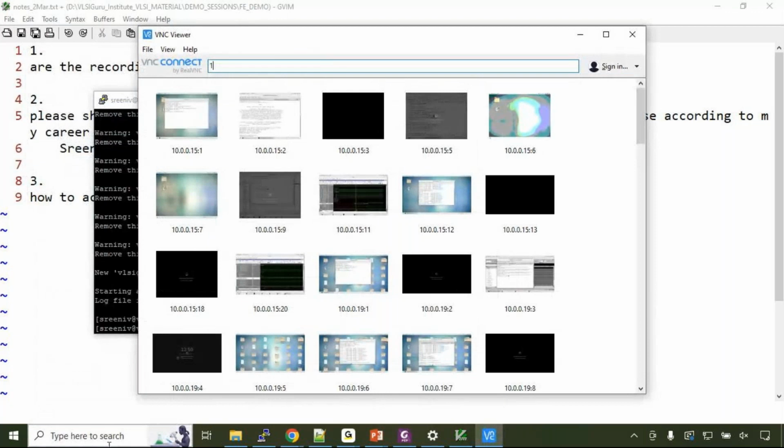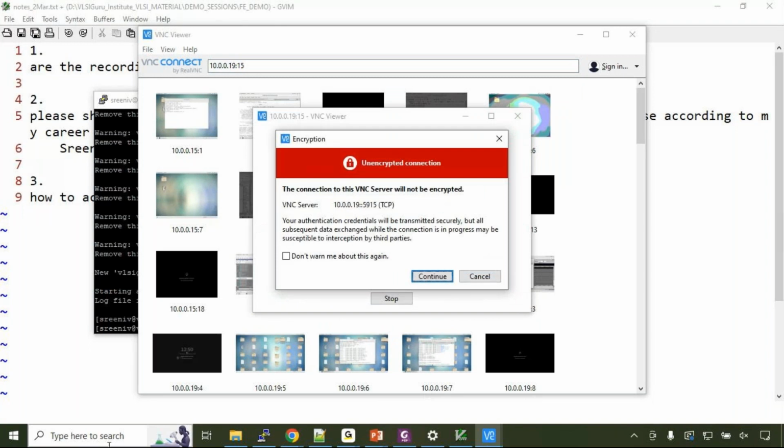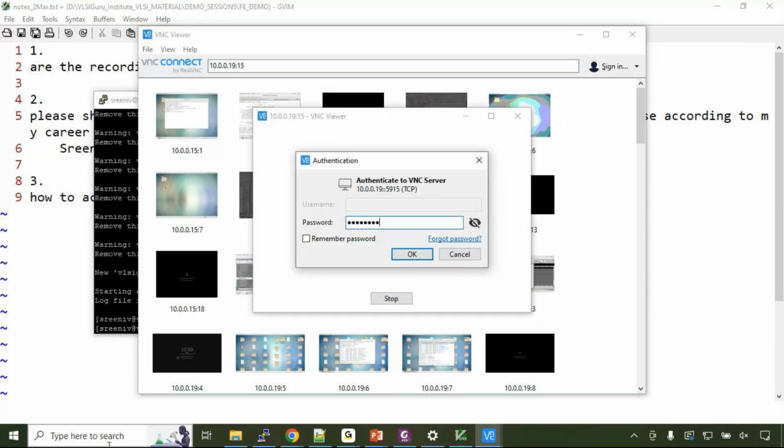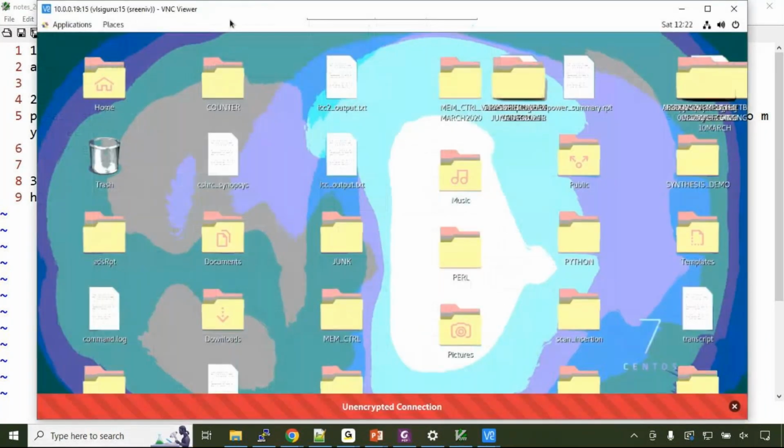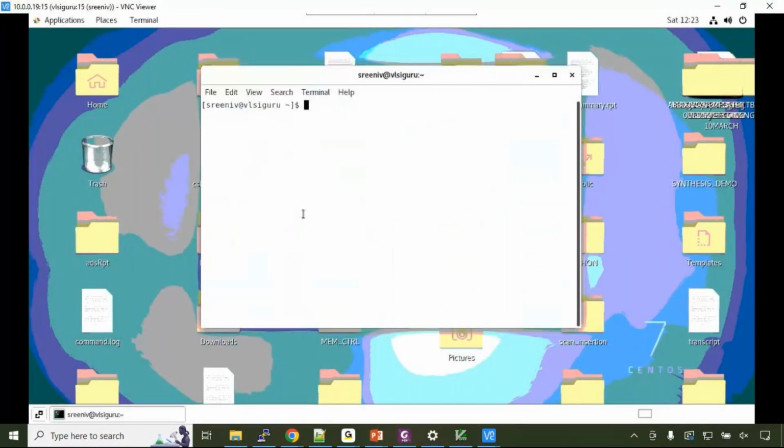So what is my number? 19 server, 15 number. On 19 server, 10.0.0.19 server, my session number is 15. I enter the password and I get the session. Now here you create a terminal, open a terminal. You have to run a few commands. Then you can invoke the tool.